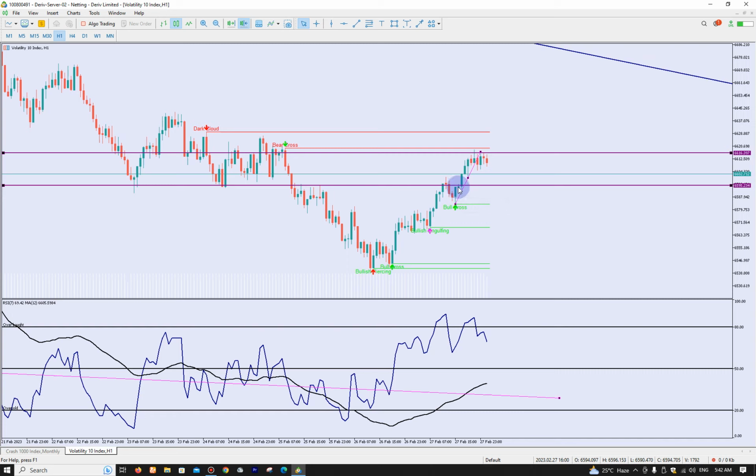Let's assume that price has not gotten to this place and you've already picked this zone as your entry line. What to do? You can place a pending order awaiting price to get to this zone. Then your take profit, your stop loss will be above this.